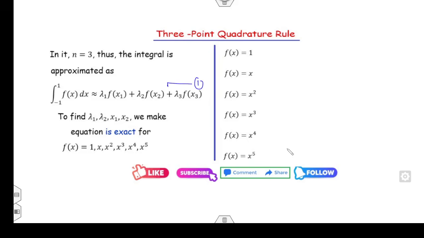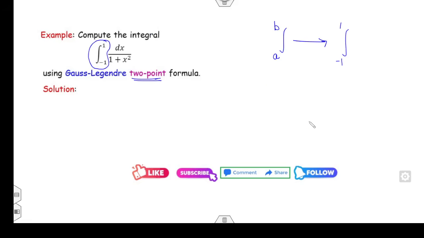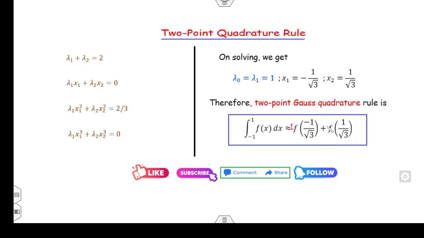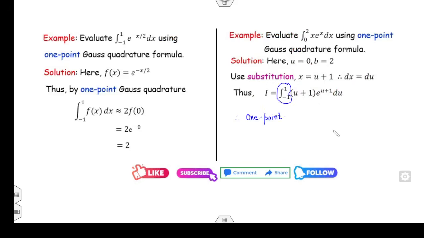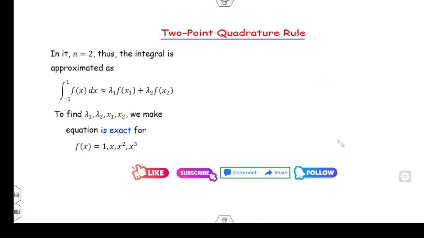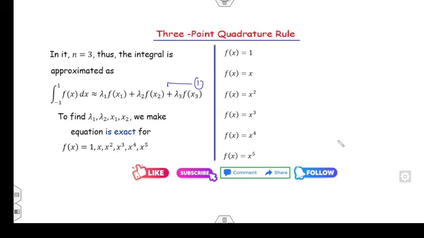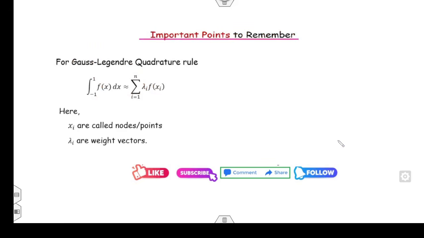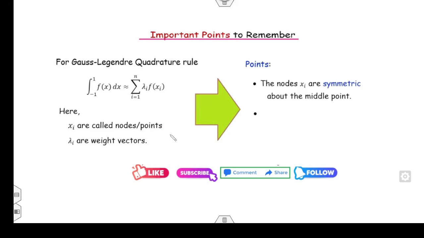If you look at the 2-point formula, you can see lambda 1 is 1, and 1 plus 1 is 2. Similarly, if you look at the 1-point formula, there is only one lambda, and that lambda is 2. Another important point that you have to remember while studying the Gauss quadrature rule: xi's are called the nodes, or the points, or the positions, while lambda i are called the weights. The nodes are always symmetric about the middle point, as I told you.